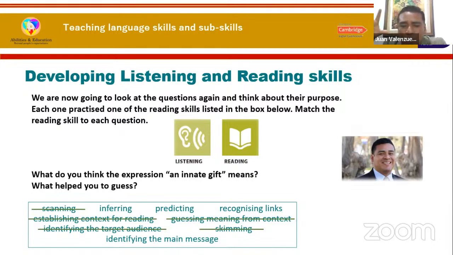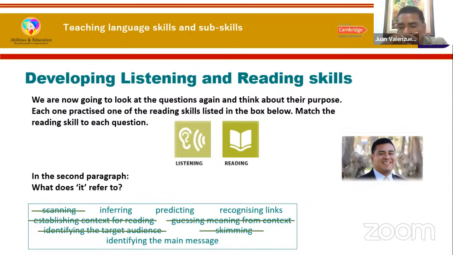Okay, I hope you are finding all this useful and you apply this with your students, and in your next reading lesson, you teach the skills this way. You can take this model. There are some other models that you can follow, right? The idea is that we give our students the best. They deserve it. Okay, great. Then, I said in the second paragraph, what does it refer to?